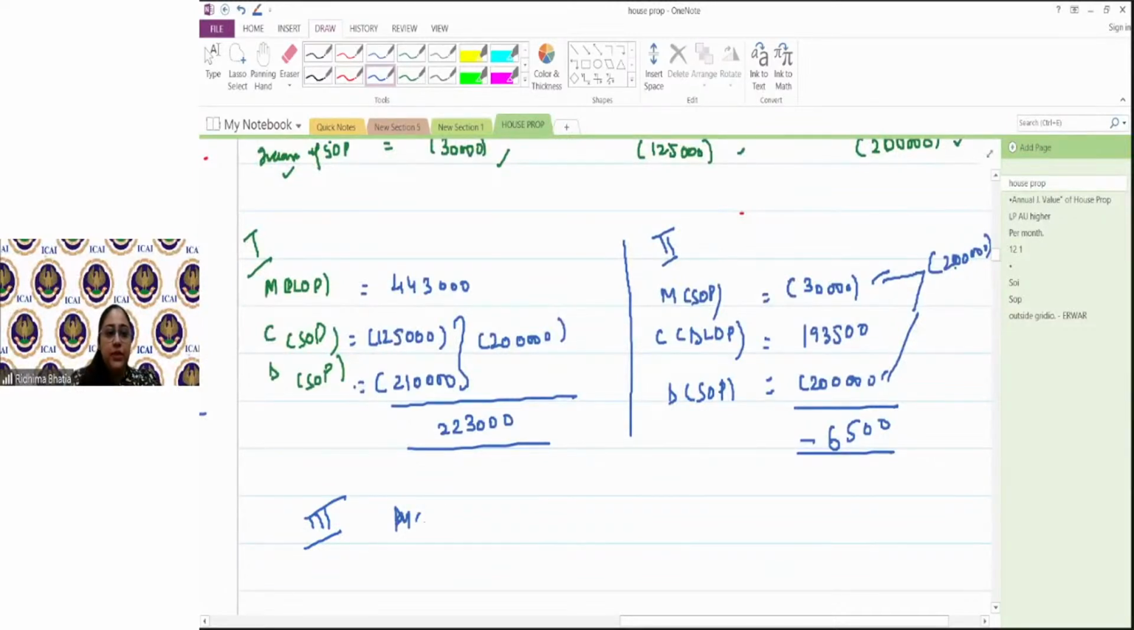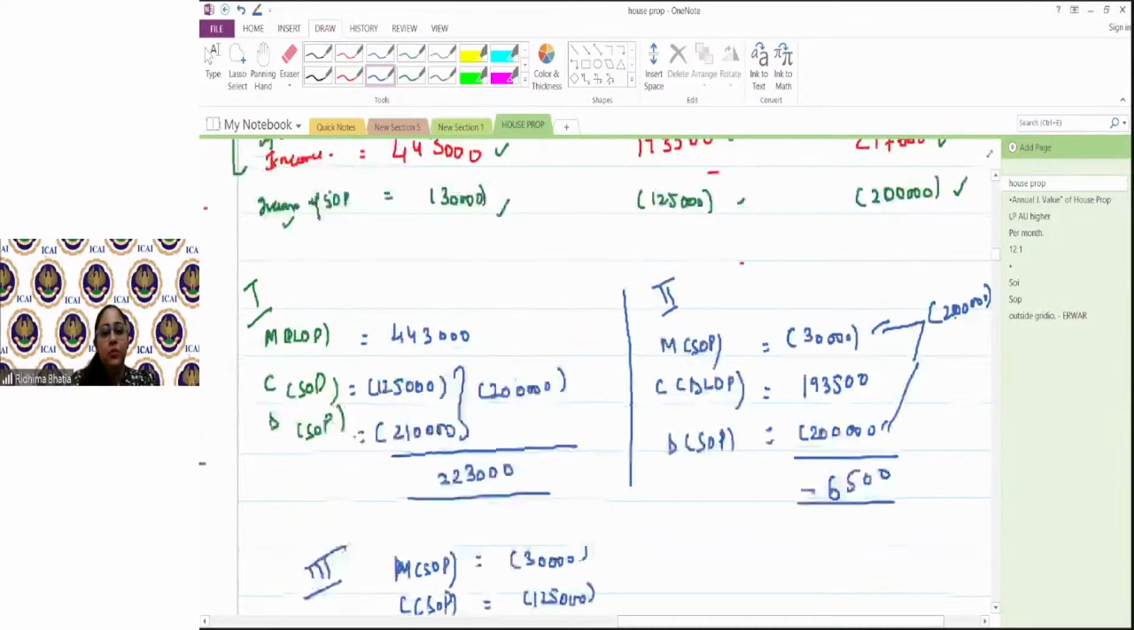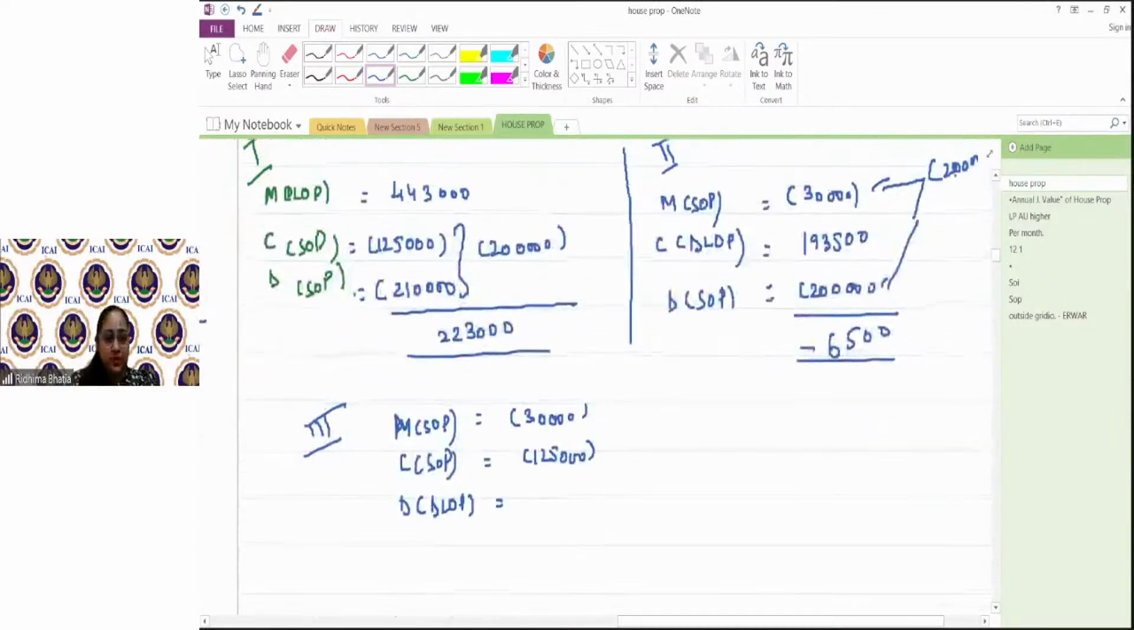दिल्ली मुंबई को एसओपी माना, चेन्नई को भी एसओपी माना एंड दिल्ली को डीम लेटर प्रॉपर्टी माना. मुंबई को अगर एसओपी मानेंगे तो लॉस कितना आएगा 30,000. यहाँ पे लॉस कितना आएगा 1,25,000. एंड डीम लेटर प्रॉपर्टी मानेंगे तो व्हाट वुड बी द इनकम 2,17,000.